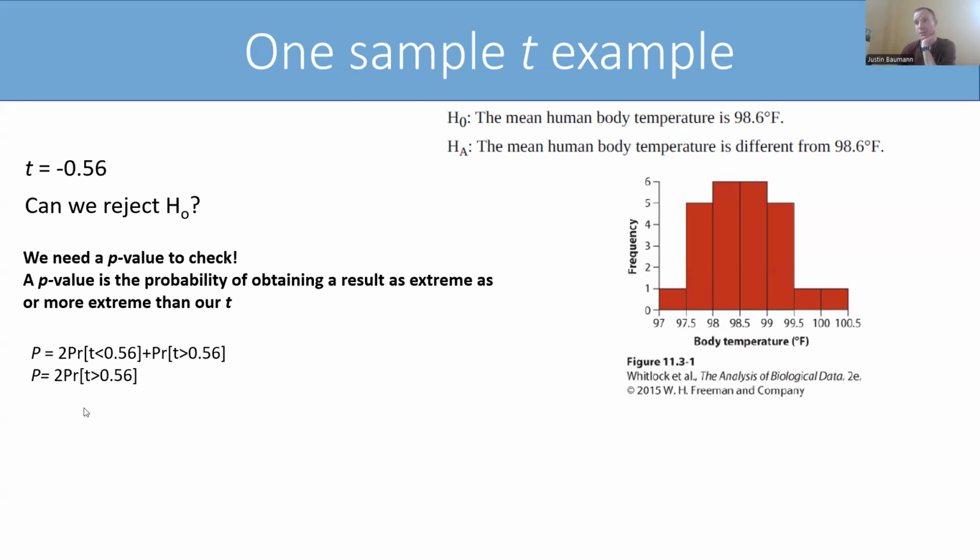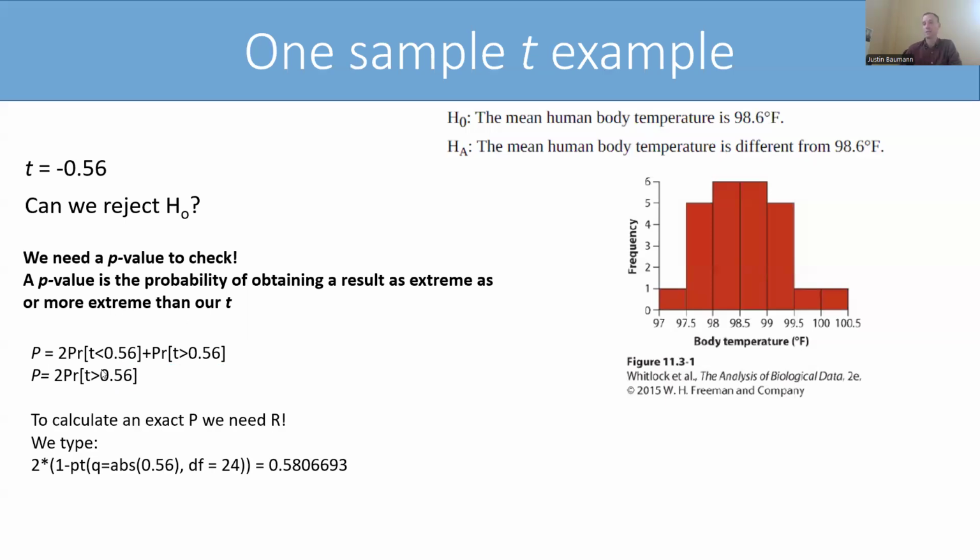We say the probability is 2 times the probability of t less than negative 0.56 plus the probability of t greater than 0.56. That 2 shouldn't be there. That's not correct. Okay. The probability that we're looking for is t less than negative 0.56 or greater than 0.56. And that's equal to 2 times the probability of t greater, because it's the same value since it's symmetrical.